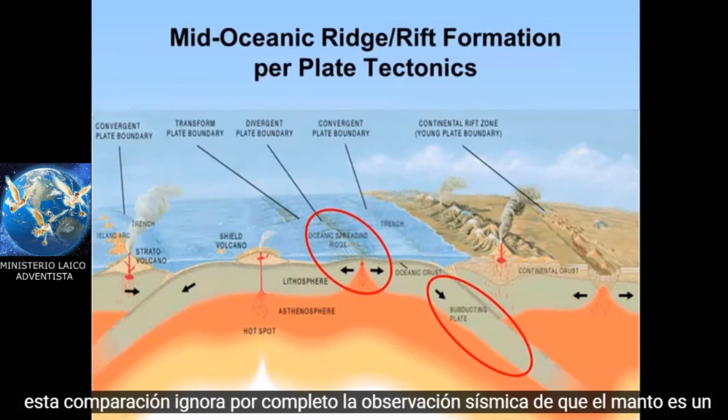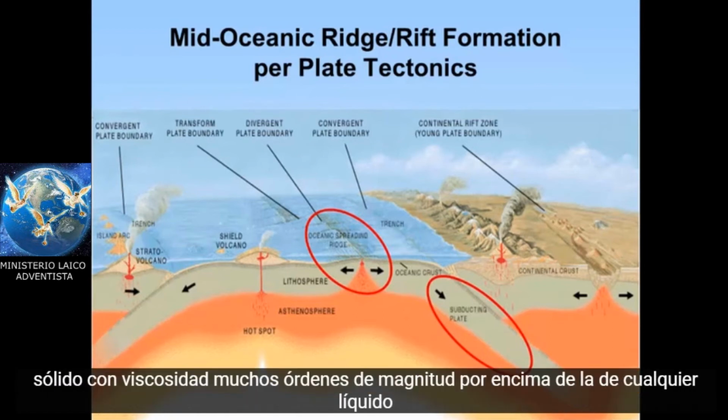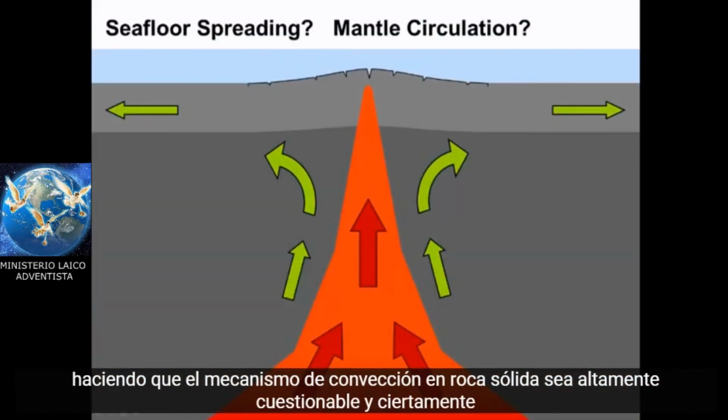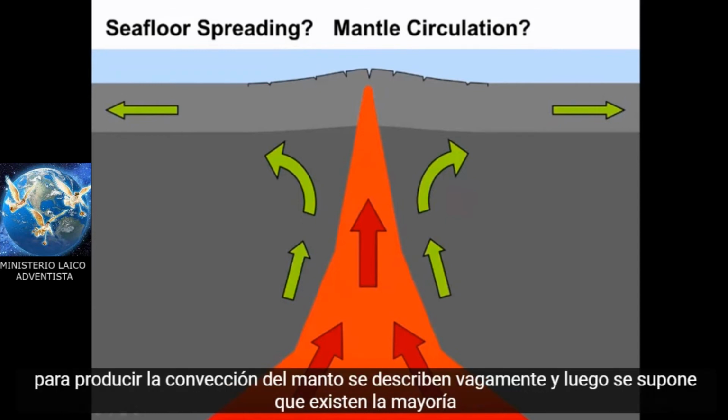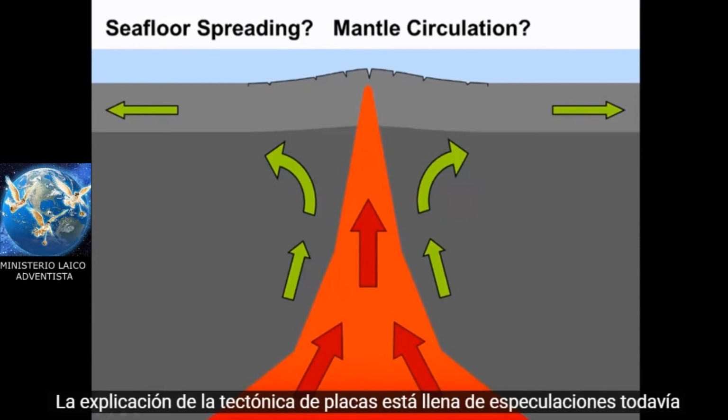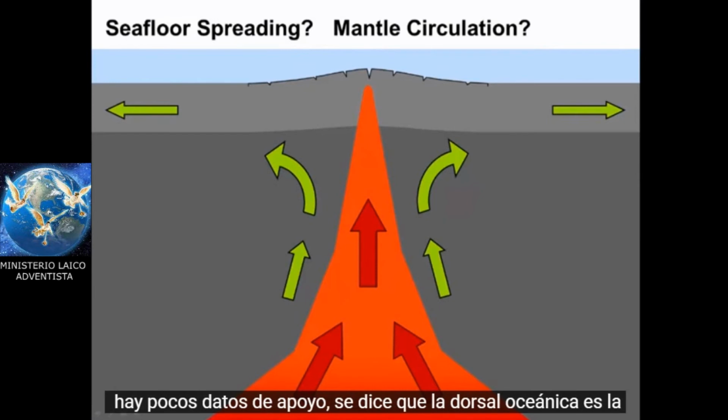This comparison completely ignores seismic observation that the mantle is a solid, with viscosity many orders of magnitude above that of any liquid, making the convection mechanism in solid rock highly questionable, and certainly it has never been demonstrated. The enormous forces and mechanisms required to produce mantle convection are vaguely described and then assumed to exist. Most explanation of plate tectonics is littered with much speculation, yet there's little supporting data.